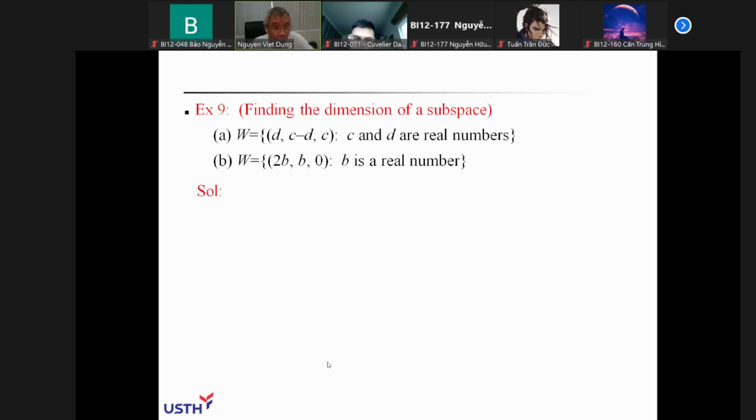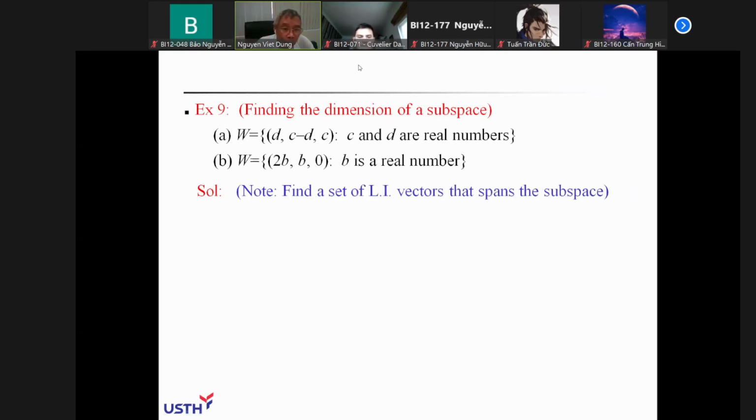Next, an example to show you some kind of exercise. You are given two subsets like that, W to be that and W to be that. They are subsets of R3. Suppose that we know already that both W in A and in B are subspaces. And you are required to find the dimension of W in both cases.